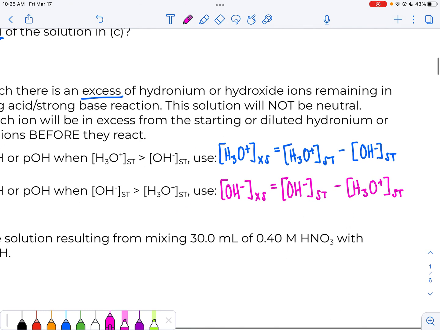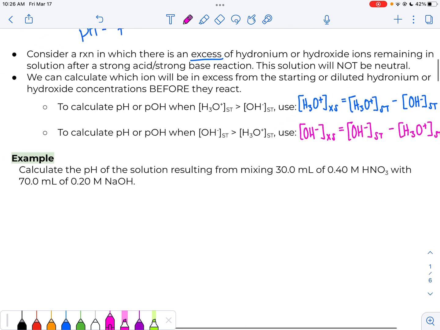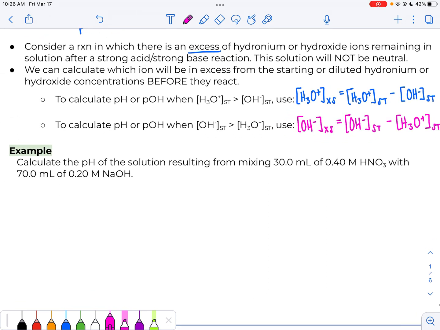All right, so from here, what we only have is our concentration of the acid or the base, so we can't directly calculate pH from this, but we can use those numbers to then throw into the pH or pOH formula. So let's get an example of this to see how it works. Calculate the pH of the solution resulting from mixing 30 milliliters of 0.4 molar nitric acid with 70 milliliters of 0.2 molar sodium hydroxide.